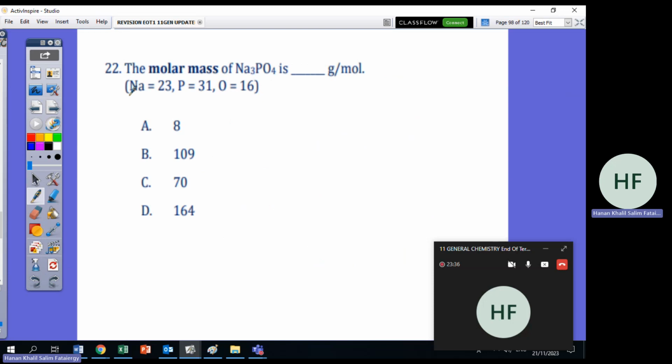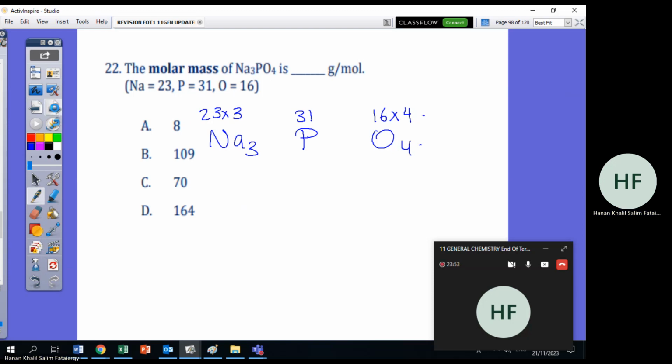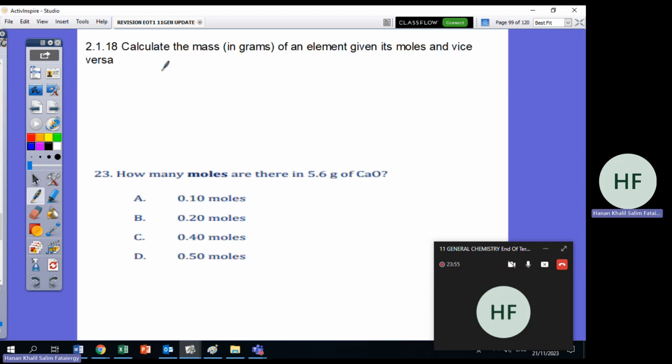Okay, now pause the video and do this. You have Na3, you have P, you have O4. Okay, Na is 23, but you have 3 Na, so this will be 23 times 3. P is 31, and O is 16 times 4. Okay, now calculate the mass in grams of a given element given its moles and vice versa.